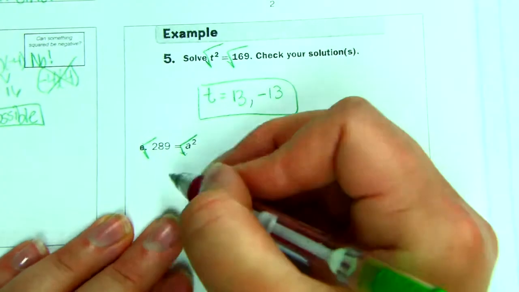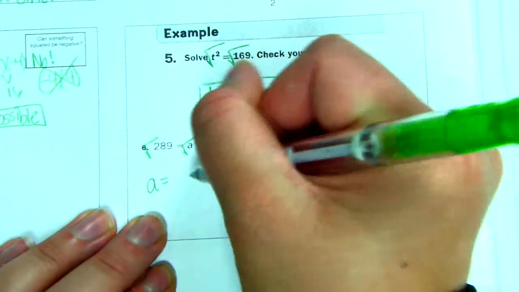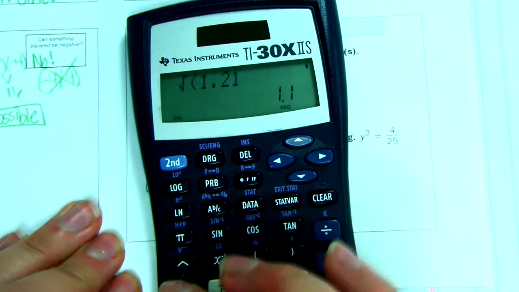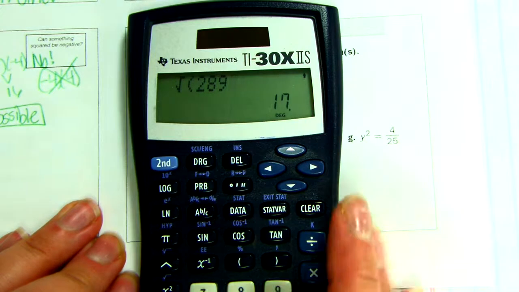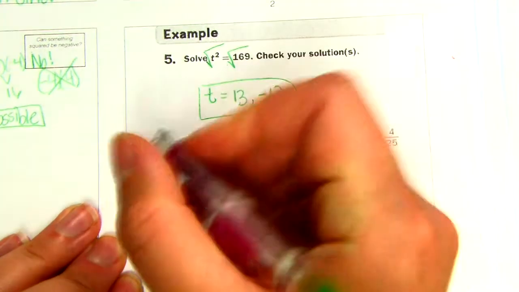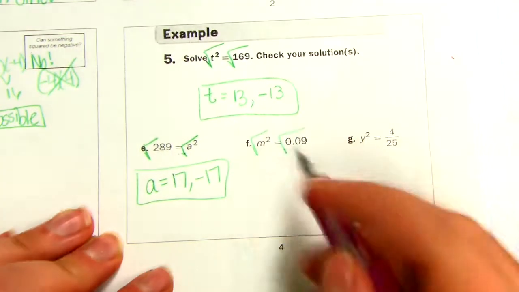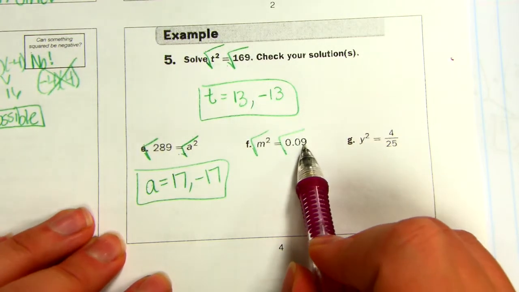To show my work, I just make a square root sign. I don't know this one off the top of my head, so you could write it, look at your chart, or use your calculator. I'm going to get A equals square root of 289 is 17. So positive 17 and negative 17. This one, I think it's 0.3 because this is 9.